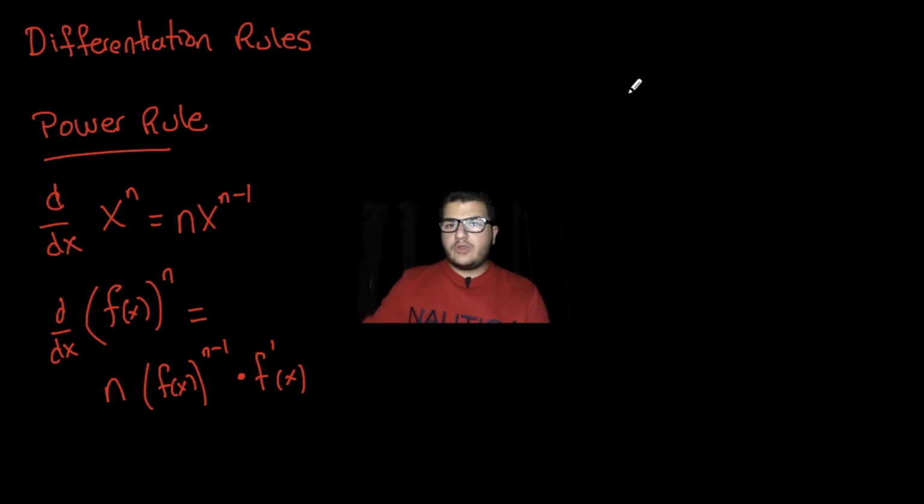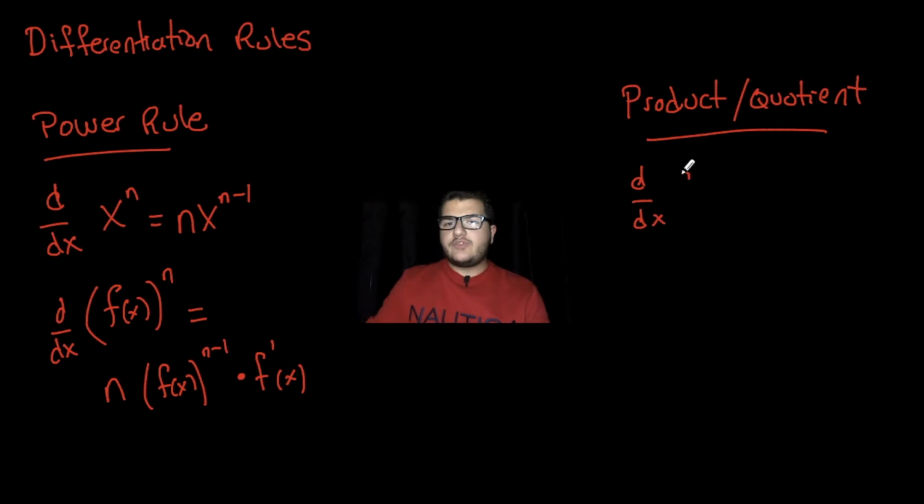The next two rules that we learned are the product and the quotient rules. The product and the quotient rules are two different rules. If I'm taking the derivative of two functions being multiplied together, let's say f times g, then the derivative of this is going to be the derivative of the first term, keeping the second the same, plus keeping the first term the same, taking the derivative of the second.